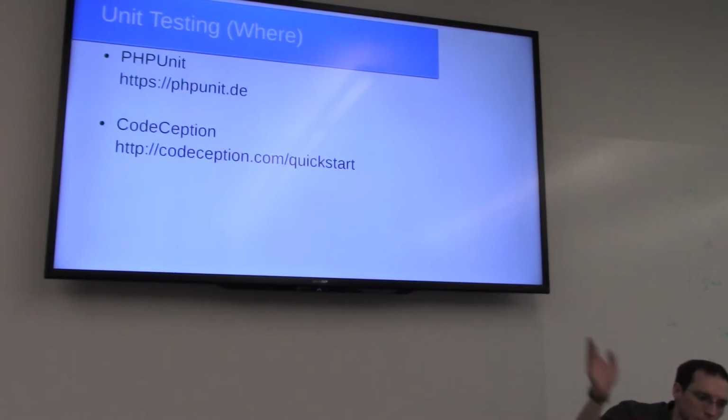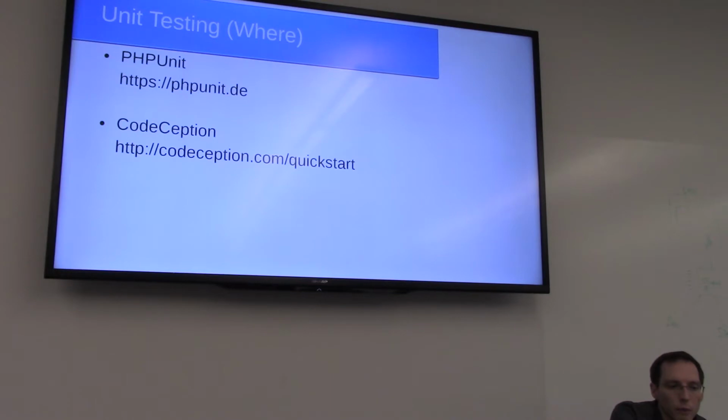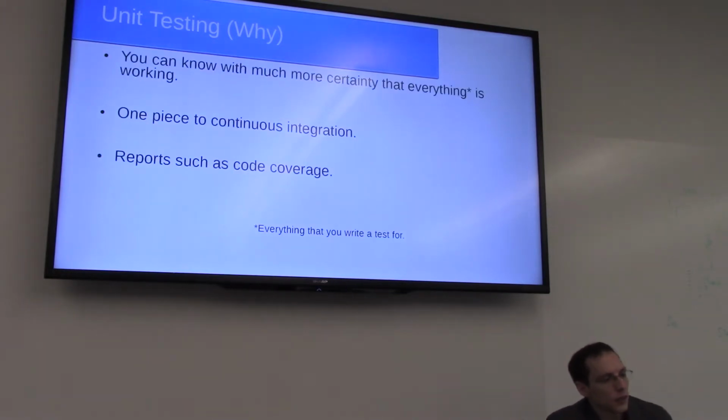So where you can get them: phpunit.de, codeception.com. Quick Start provides a nice, easy way of here's how to download it, here's how to run it, and everything. So quickly, why you can unit test. You can know with much more certainty that everything is working. You have another piece in your continuous integration chain that helps ensure integrity and also is another sanity check that isn't human fallible, or less likely to be human fallible, even though it's written by humans.